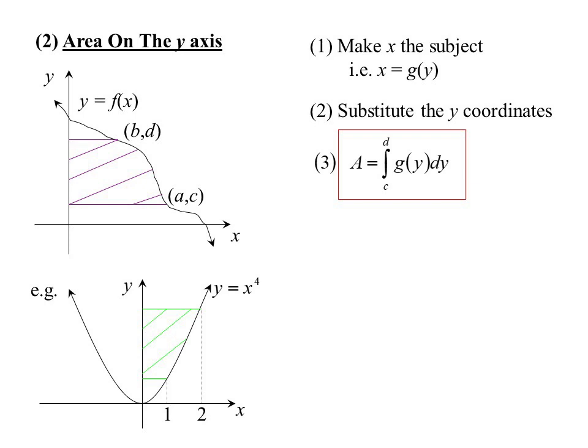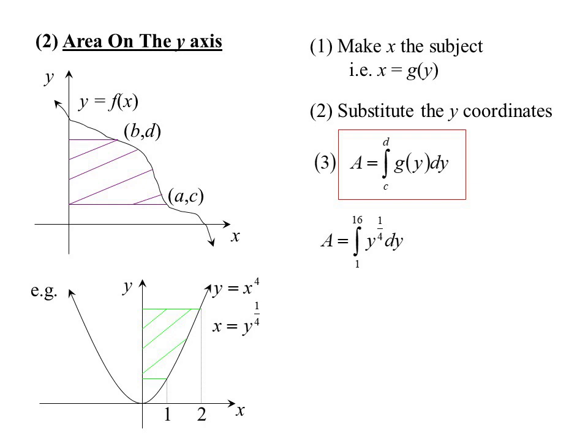Here's our quartic, y equals x to the power of 4, but this is the area I'm interested in. Now I know the x values, but I'm going to have to rearrange, so x will be y to the power of a quarter. I will need to know what those y values are, and they turn out to be 1 and 16. When we substitute in 1, we get 1, and when we substitute in 2, we get 16.